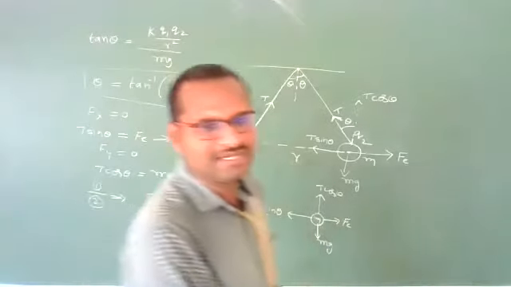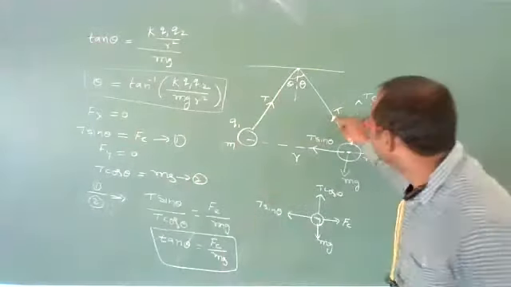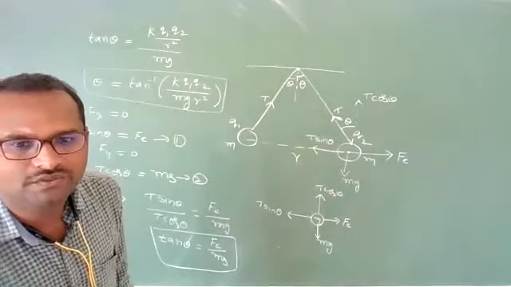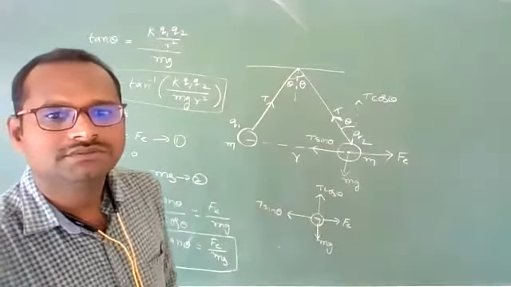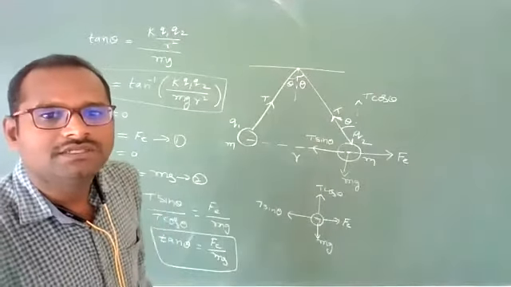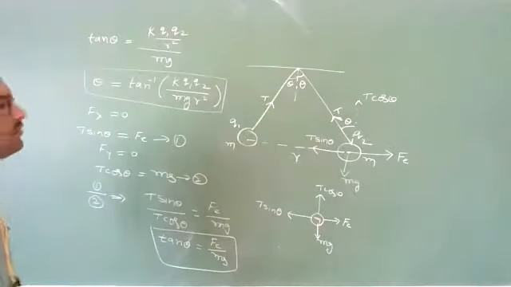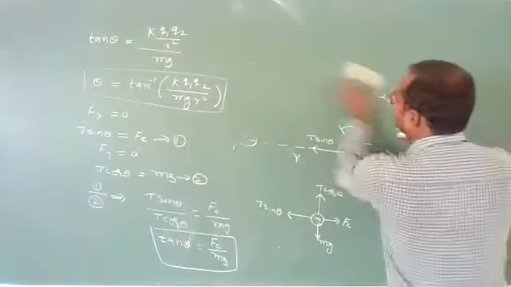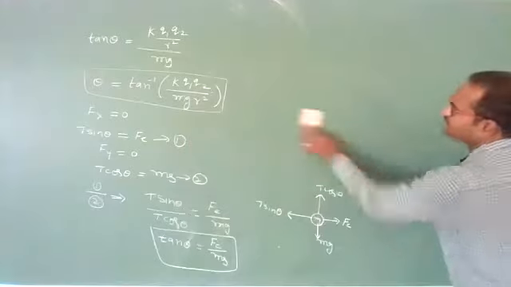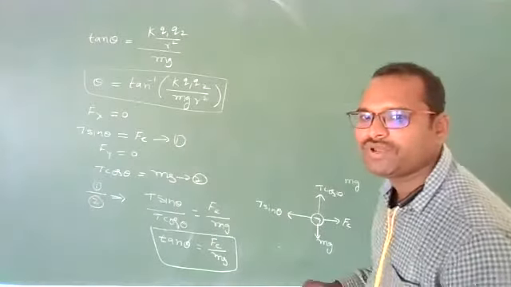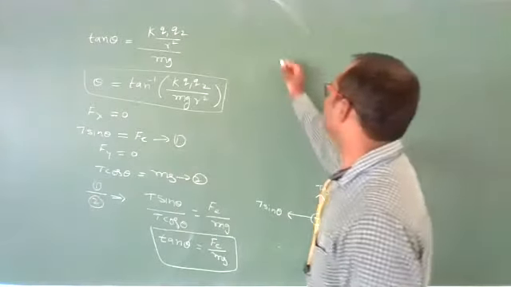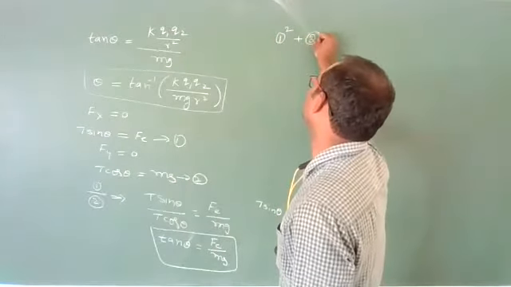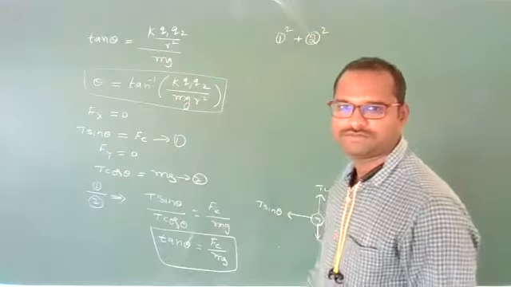So, no sir, we don't want theta, we want the value of tension. Abhay is asking that question: how to find T, sir? Take the two equations, equation 1 and equation 2. Square equation 1 and square equation 2 and add both of them. Equation 1 square, equation 2 square, and add both the equations.